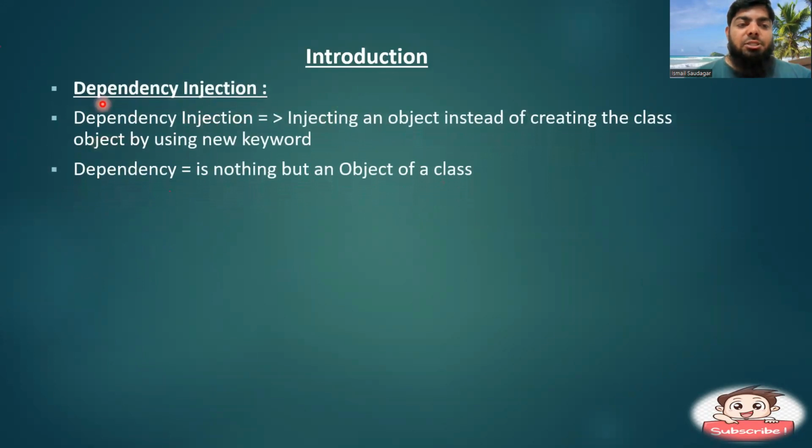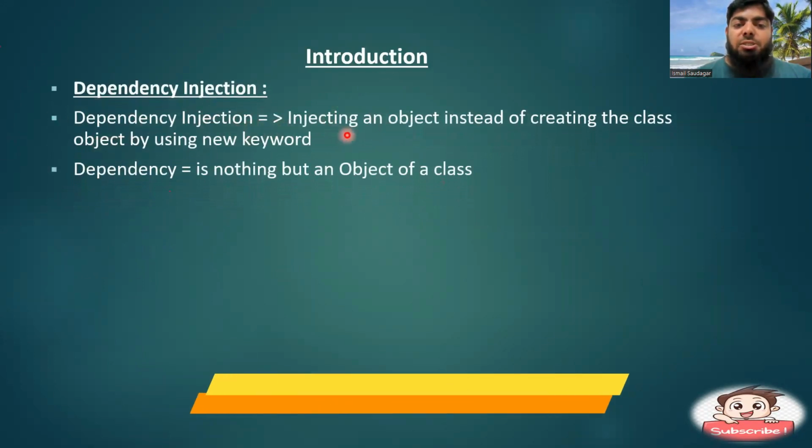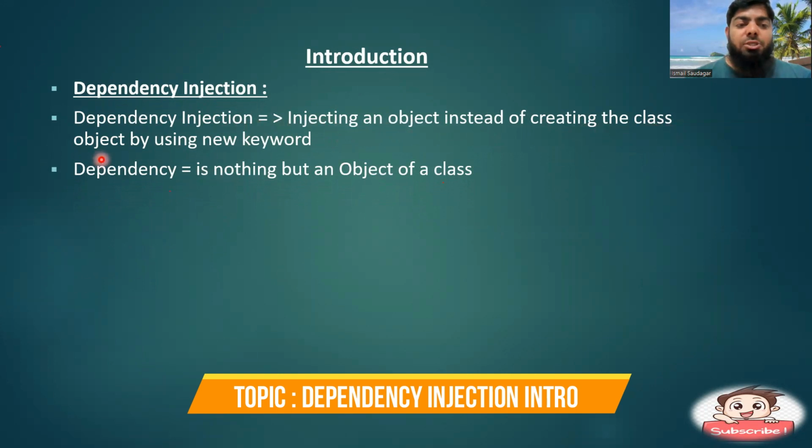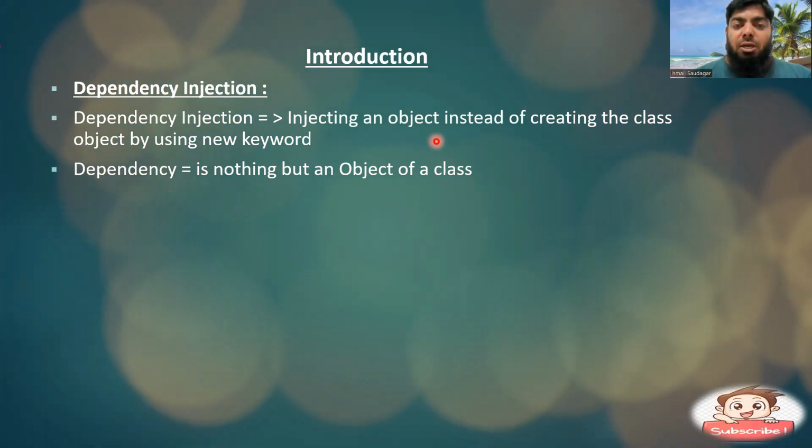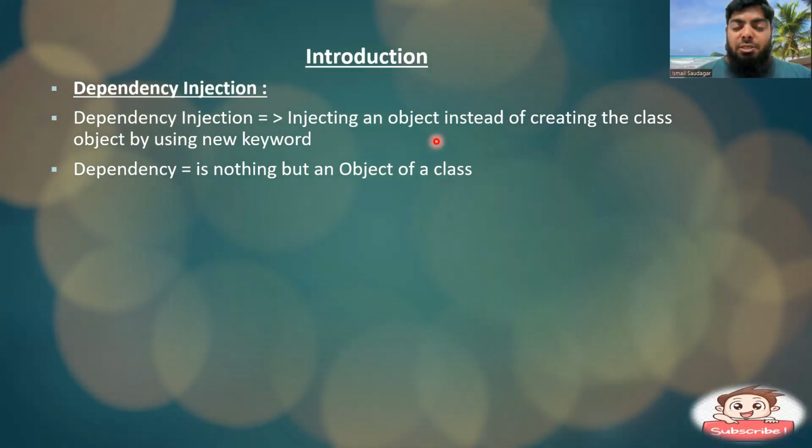So what is dependency injection? Dependency injection means injecting an object instead of creating the class object by using the new keyword. When we have a class in our C# program or project, and that class needs an object for performing some business logic or operation, generally we create the object by using the new keyword. But in dependency injection, instead of creating the object with the new keyword, we inject a ready-made object into the class. This is called dependency injection.